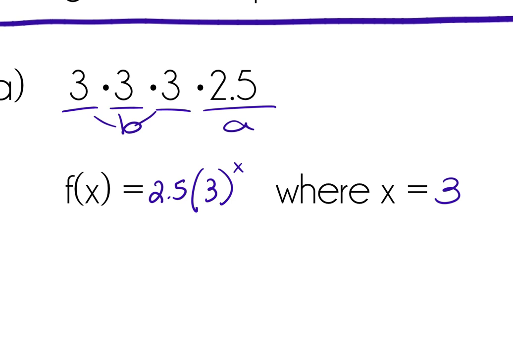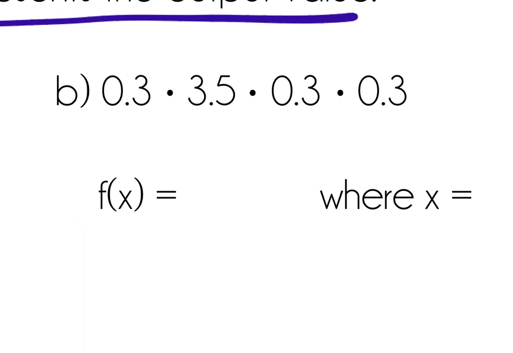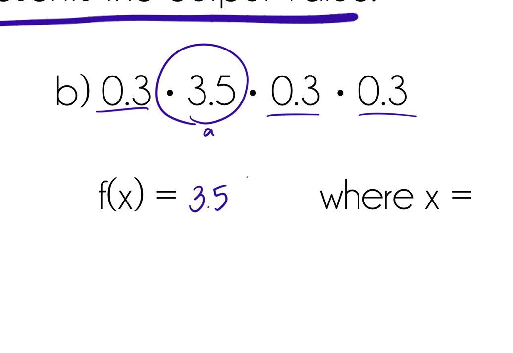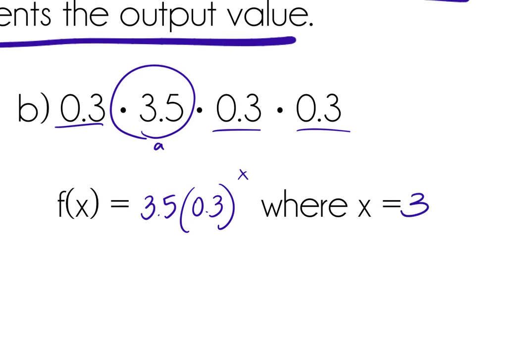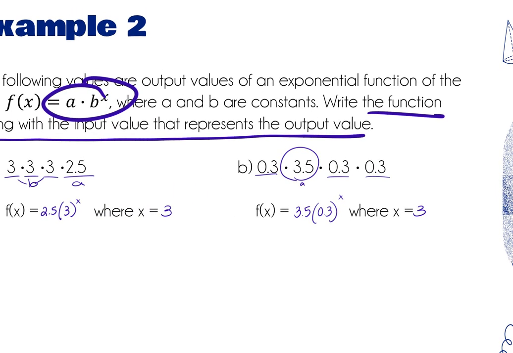So what repeats is your B. That gets the exponent. The scalar will be by itself. That's your A. And then however many times it repeats would be your input value in that scenario. So go to B. What's going to be your B, your base? 0.3, that's the one that repeats, right? So 3.5 is your A, so 3.5 goes first, times 0.3 raised to the x power. How many 0.3s are there? Again, 3, so x would be 3. So it's weird, but it should be easy once you understand what you're doing.